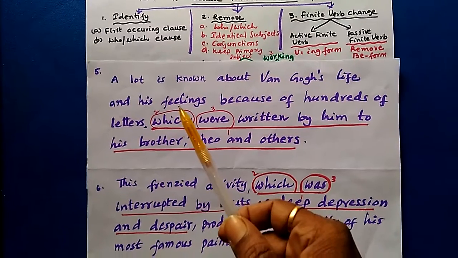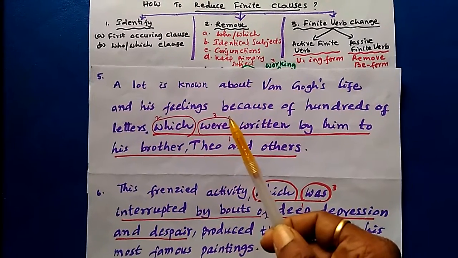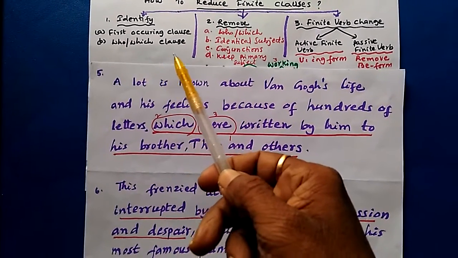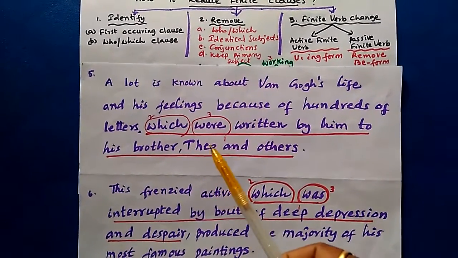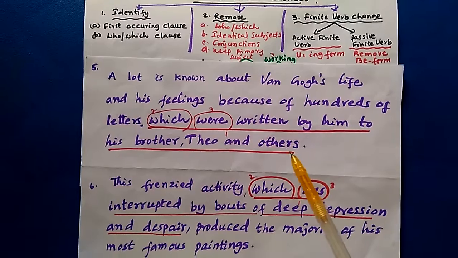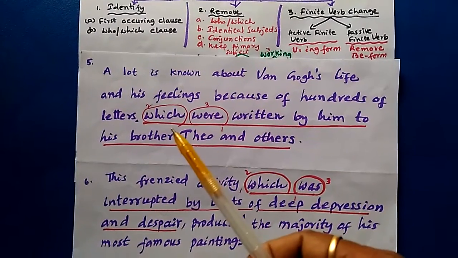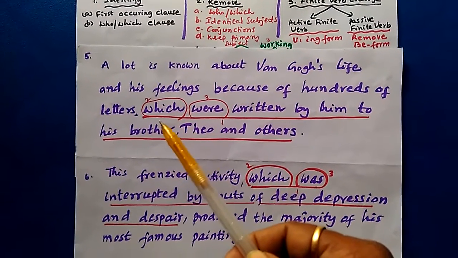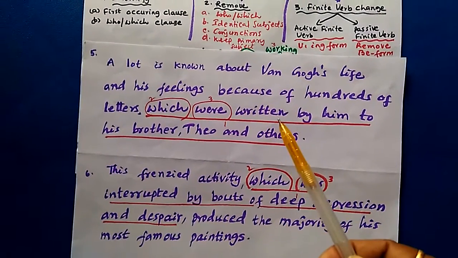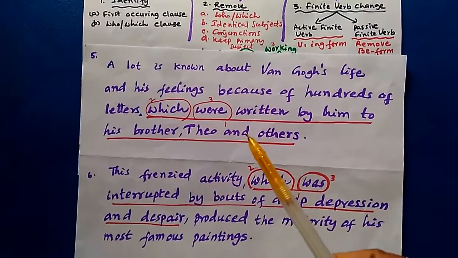And example number 5 from our textual exercise. Here, in this example number 5, first we have to identify the first occurring clause, the who or which, that means the relative clause. Here this is identified as the first step: which were written by him to his brother Theo and others is the relative clause. And next, rule number 2, who or which are to be removed. So which is removed here. And next, the passive finite verb is found here, were written. So here the be form is to be removed, were is removed here. So by doing these changes, we get the answer.